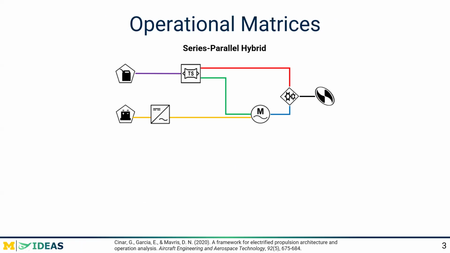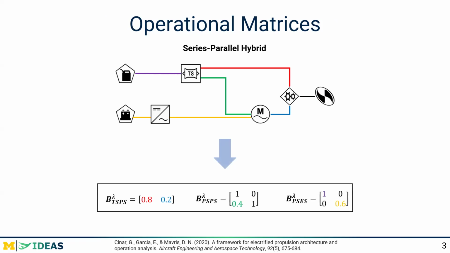I've taken the liberty to color code all of the connections and split them up so it's a little bit easier to see what's going on. But you'll notice that the operational matrices are the exact same size as the architecture matrices. The only difference is now instead of putting in 1s and 0s, we are going to be putting in power splits, which are described by the variable lambda. What is lambda, or what is its definition, you may be asking?